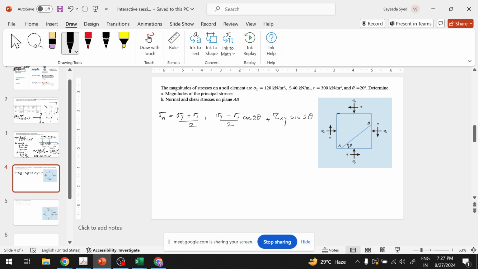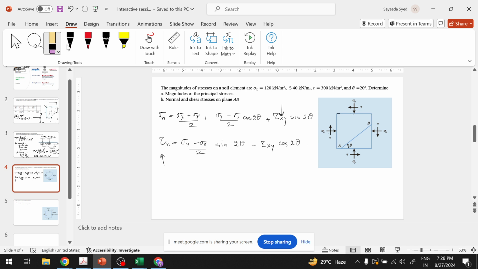And further we will have tau equals (sigma y minus sigma x) by 2 sine 2 theta minus tau xy cos 2 theta. Remember, this is x and y, which means this is on any ordinary plane. This is not on a principal plane. If this was on a principal plane, then this value would have been 0.